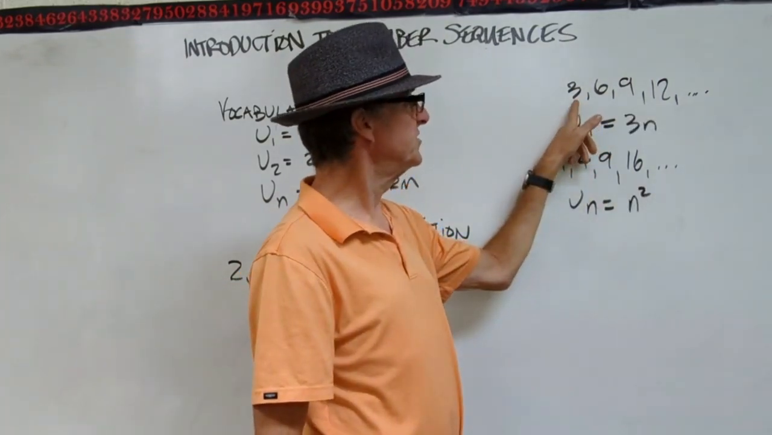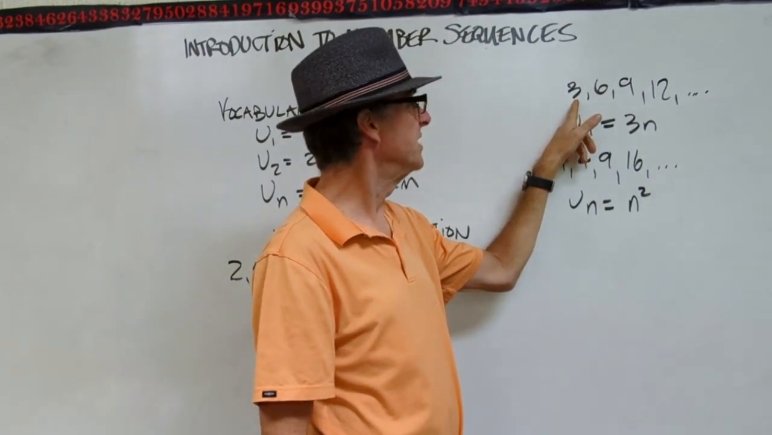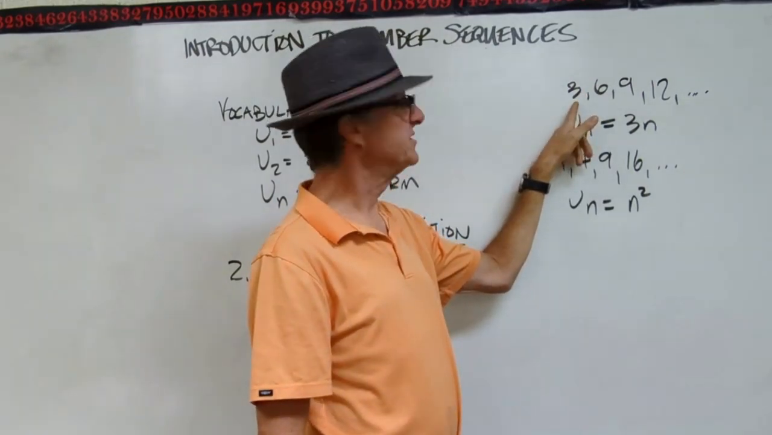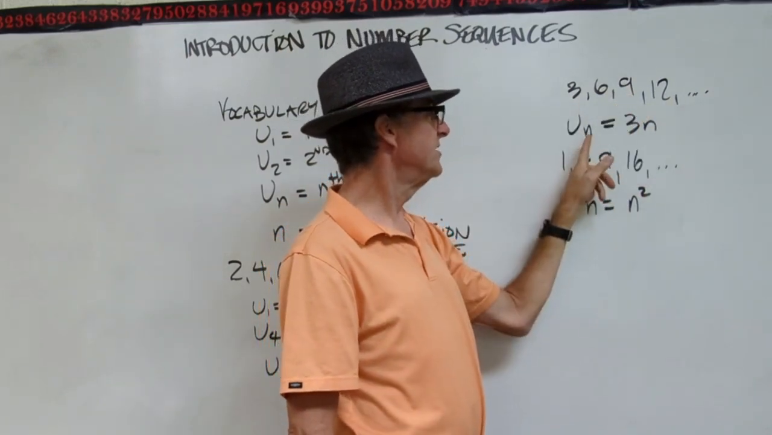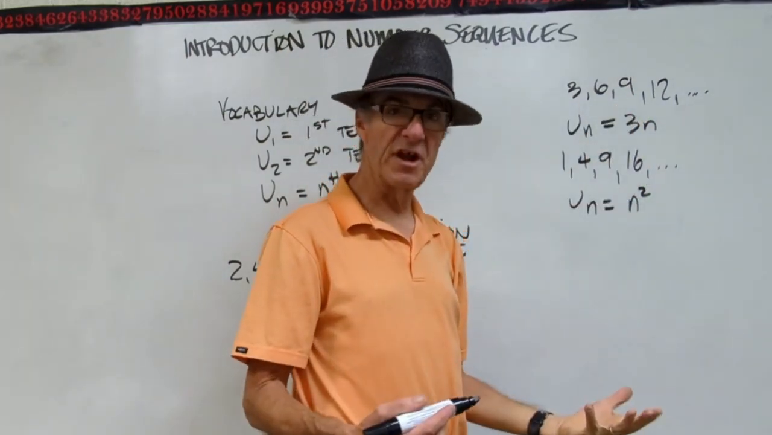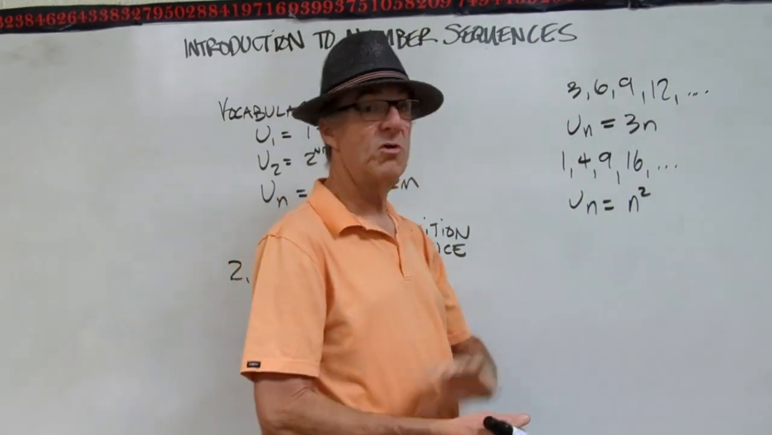So you can tell that this one is just multiplying the term number by 3. So term 1 times 3 is 3, term 2 times 3 is 6, term 3 times 3 is 9, and so on. So the formula is UN equals 3n. Pretty straightforward. Now this one's a little bit more tricky.